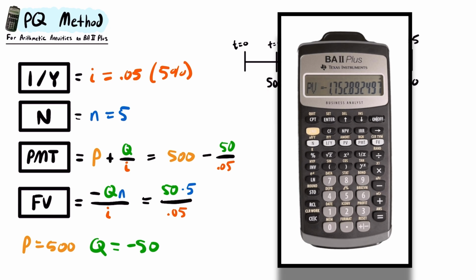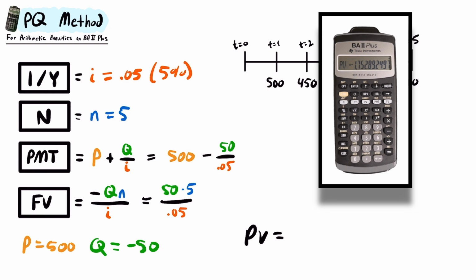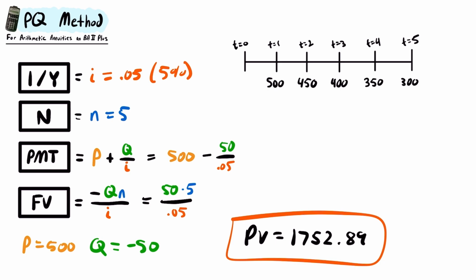The present value of this arithmetic decreasing annuity is $1,752, and rounding to 2 decimal places, we have 89 cents. Okay, that is the answer to this example, if you want the present value of this series of payments.